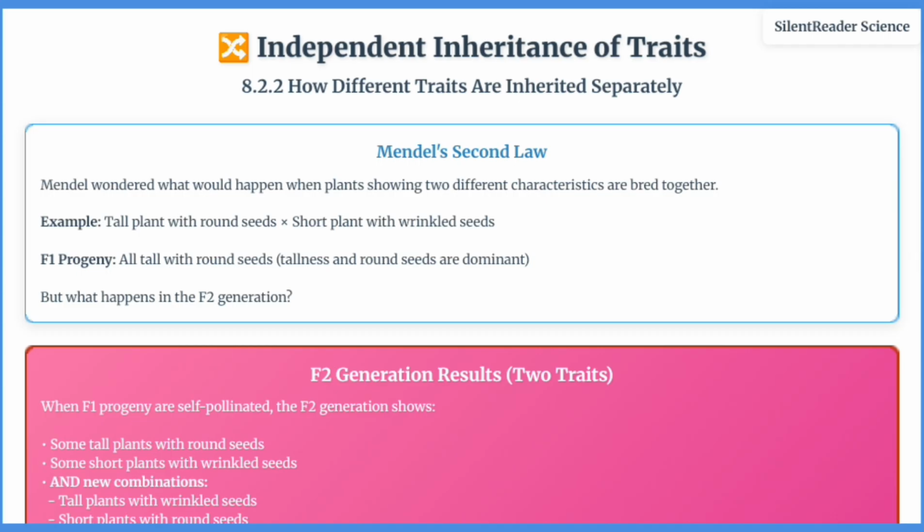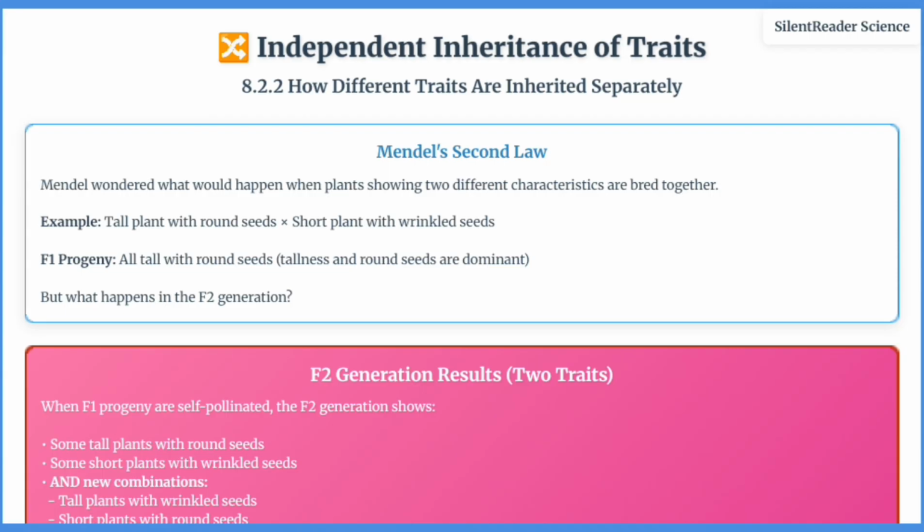Mendel also discovered that different traits are inherited independently of each other. This is called the law of independent assortment. For example, when he crossed plants that were tall with round seeds and short with wrinkled seeds, the F1 generation were all tall with round seeds. But when these F1 plants were self-pollinated, the F2 generation showed not just the original combinations, but also new combinations, tall plants with wrinkled seeds and short plants with round seeds. This demonstrated that the genes for plant height and seed shape are inherited independently.